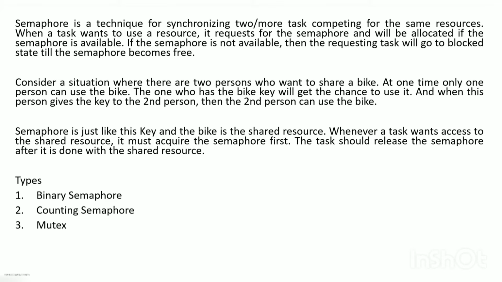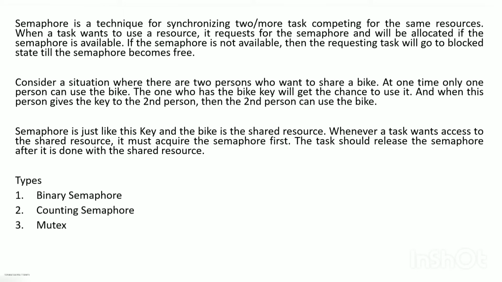Okay. Now let us take another example here. There is a real life example to understand the concept of semaphore. Consider that there is a bike. Okay. And there is one key for riding the bike. Now if one person is using the key and riding the bike, the other person cannot ride the bike, right? Because the key is being used. So the first person will take the key and ride the bike. And after that person has finished riding, that person will give the key to the other person, and then he can ride the bike.